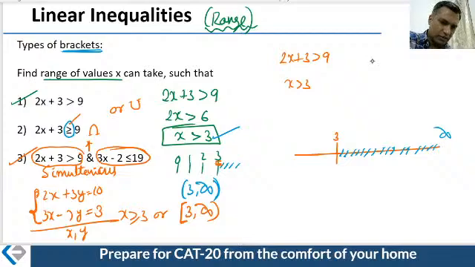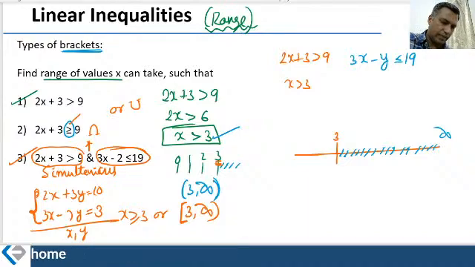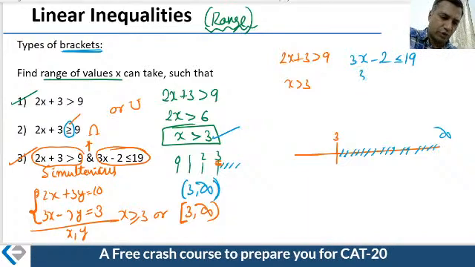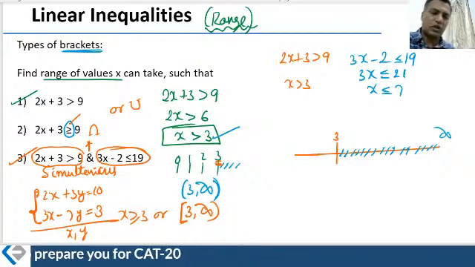Okay, second one. Let's write the second one. 3x minus 2 is less than or equal to 19. From here, what do I do? Add 2 on both sides. Therefore, you say that 3x is less than or equal to 21. Divide by 3 on both sides. 3 is positive, of course. Therefore, is there a change in the inequality? Of course not. Therefore, you say that x is less than or equal to 7.